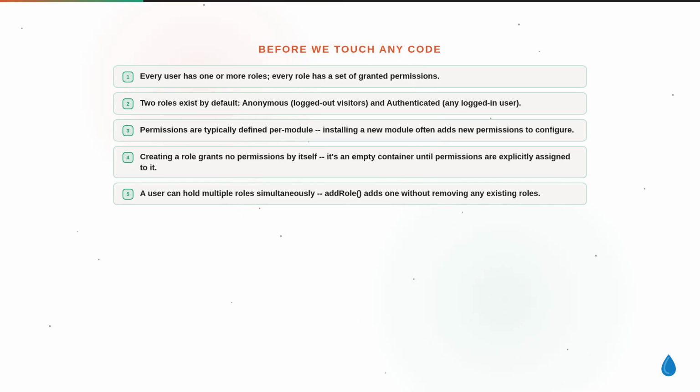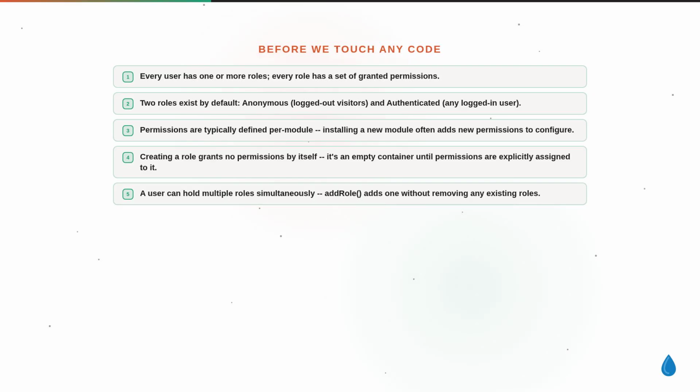Permissions are typically defined per module. Installing a new module often adds new permissions to configure. Creating a role grants no permissions by itself. It's an empty container until permissions are explicitly assigned to it.